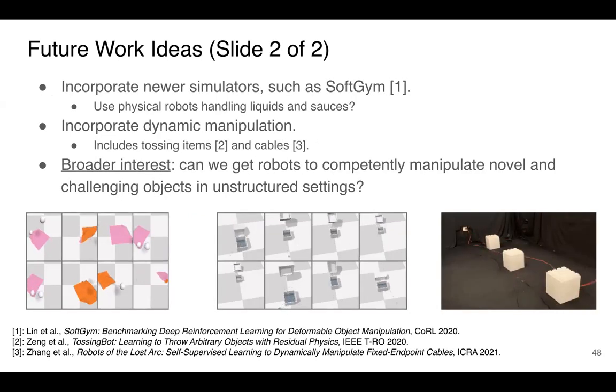Other ideas include using newer simulators such as SoftGym, which supports liquid, so maybe we can eventually use it to train physical robots to handle liquids and sauces. Other ideas include dynamic manipulation, so this might involve tossing items or tossing cables.